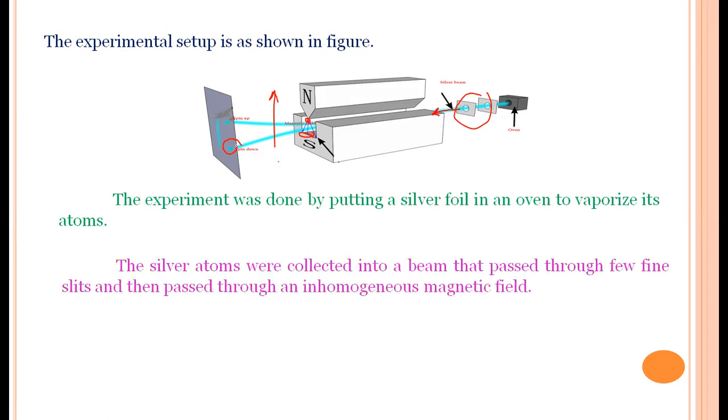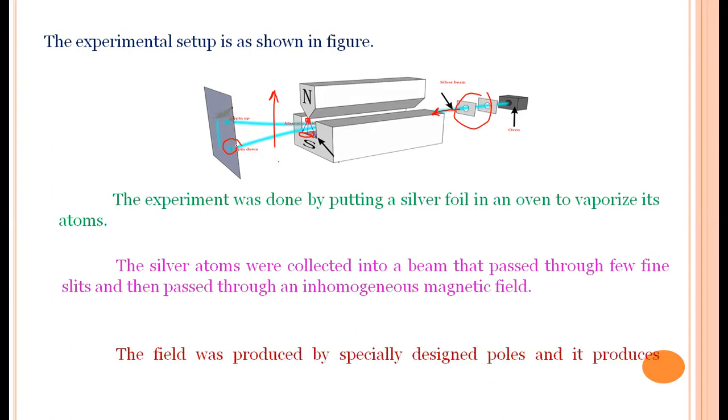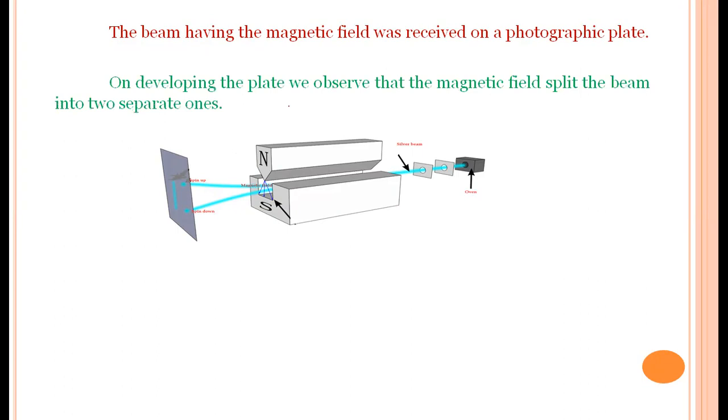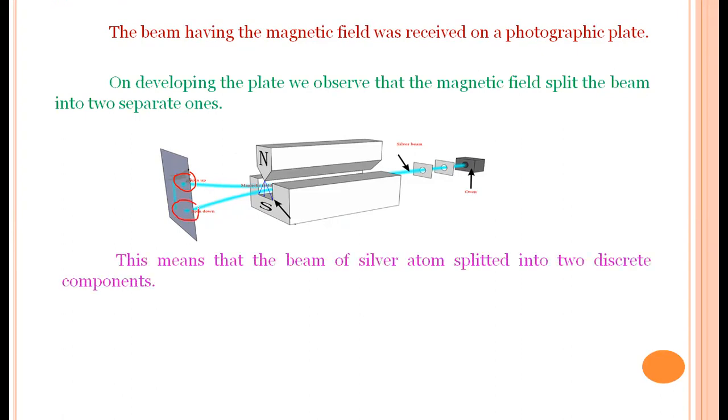So the silver atoms were collected into a beam that passes through the few fine slits and then passes through an inhomogeneous magnetic field. Actually, this magnetic field is specially designed so that along the positive z-axis, the intensity of the magnetic field increases. The beam passing through the magnetic field is received on a photographic plate. On observing the plate, we see that the magnetic field splits this silver beam into two traces. One trace is incident on the photographic plate on the positive z-axis, and another is incident on the negative z-axis.